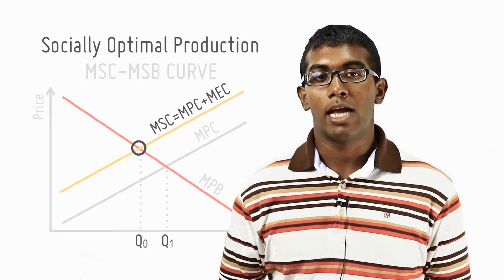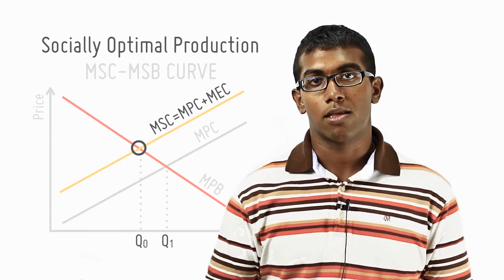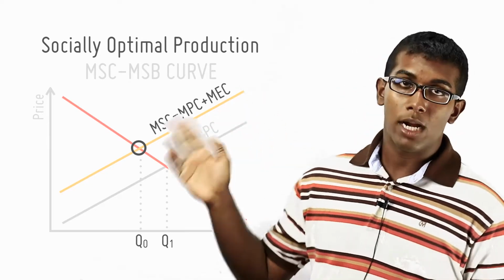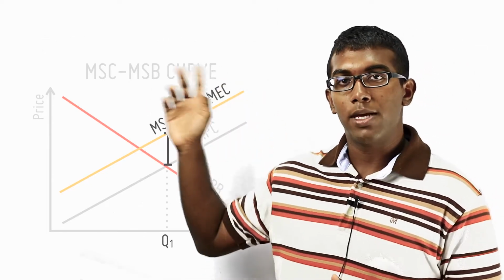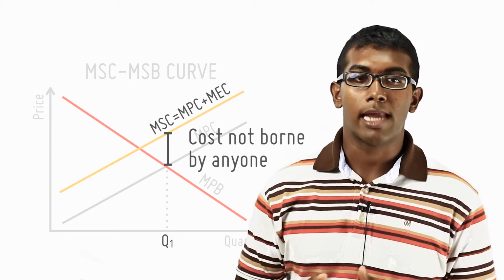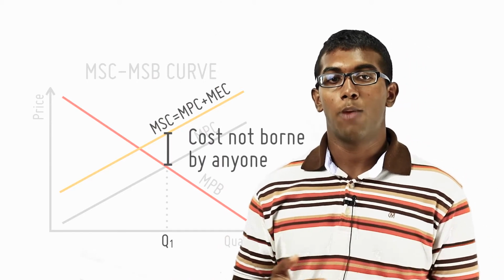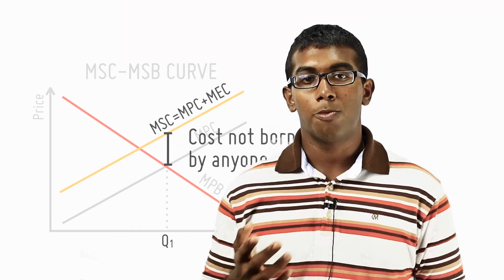So now we see market failure happening, and we can actually see a few things. First of all, there's a deadweight loss, right, where the MSC is actually more than MSB at Q1, right? And because of this overproduction, we can see that there's a deadweight loss. There's a cost not borne by anyone.